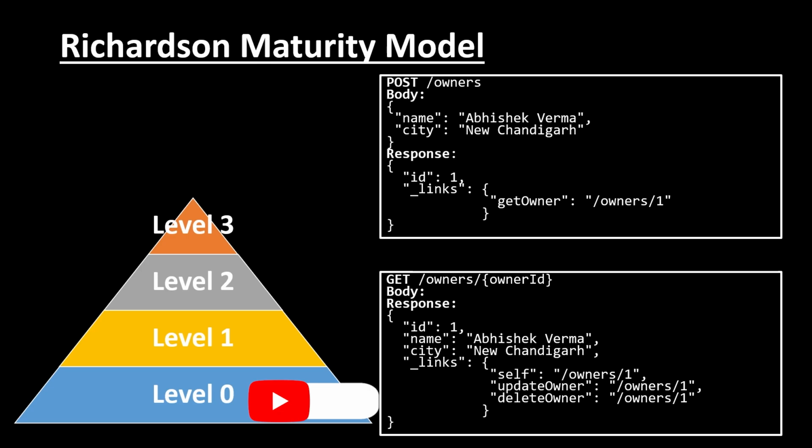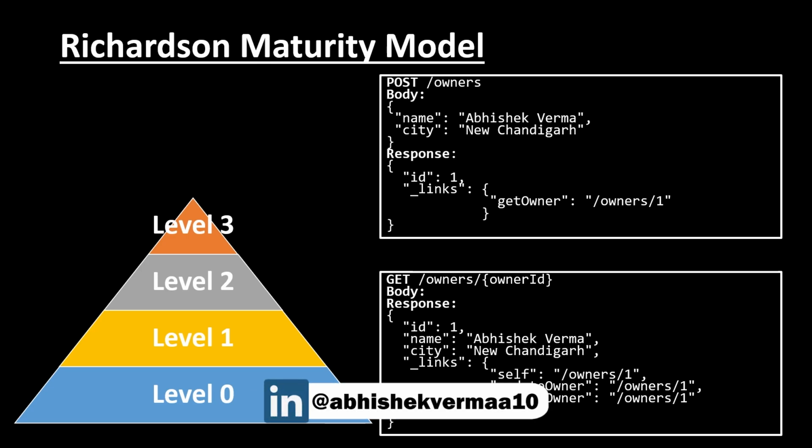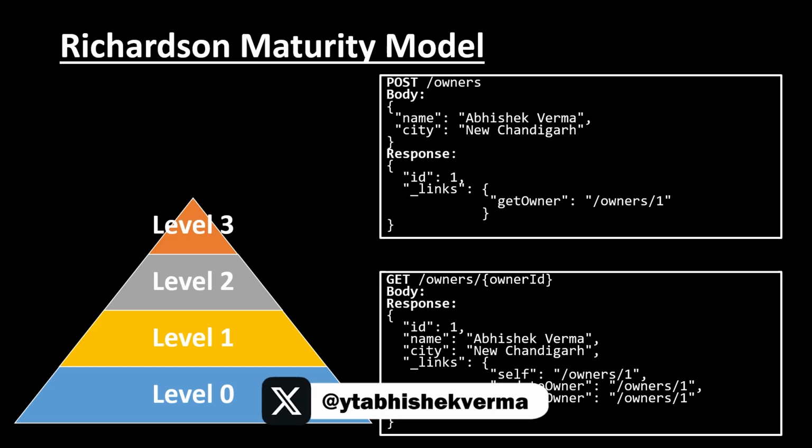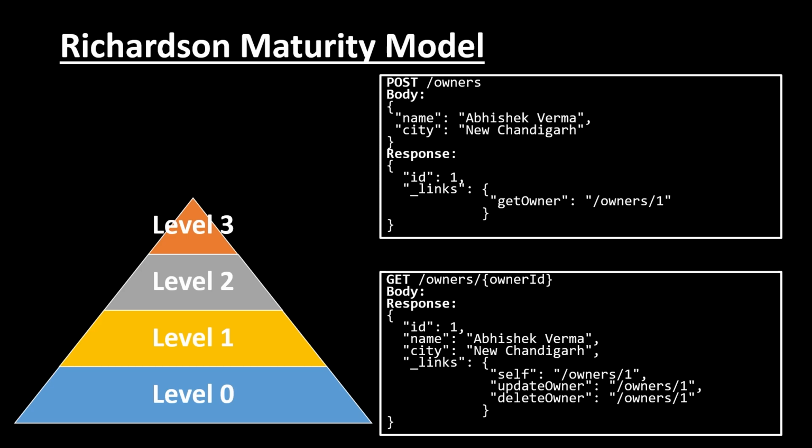And then when we call get owner, it will look something like this. Here your get is looking the same way, your API is looking the same way, your response is also almost the same. Again, the only new part is underscore links. This time in the links, you are telling that there is something as self, there is something as update owner, there is something as delete owner. So what is this? This is basically level 3, which we will achieve by implementing HATEOAS in our application.